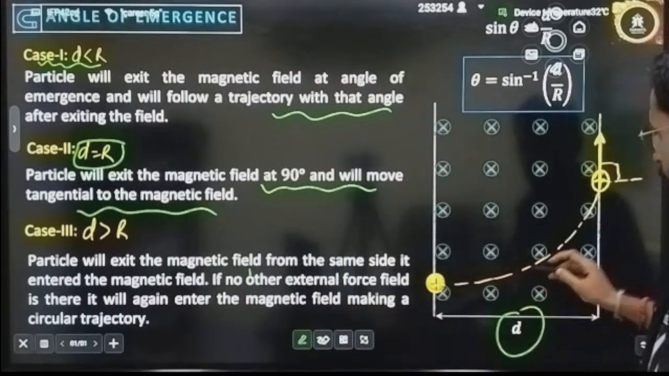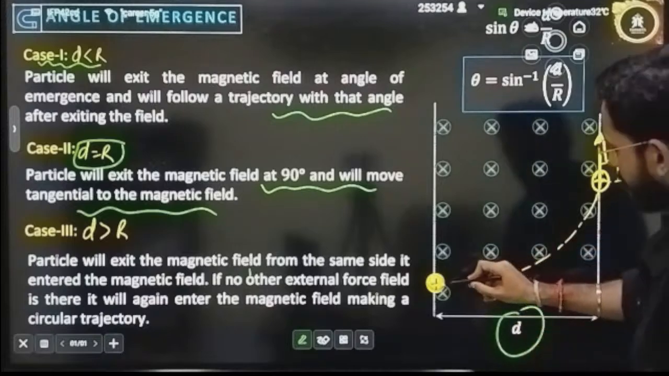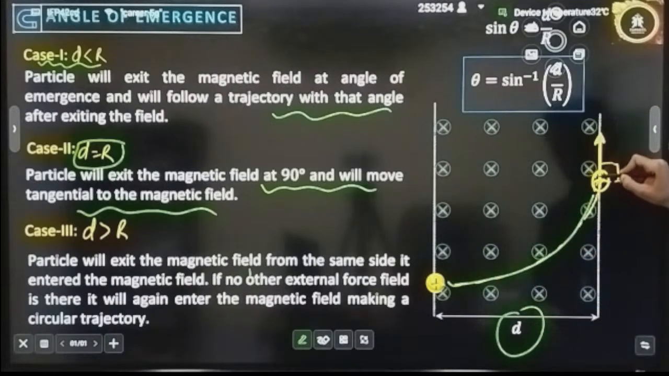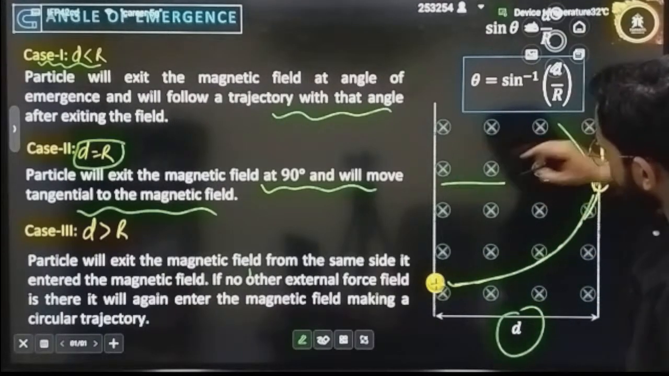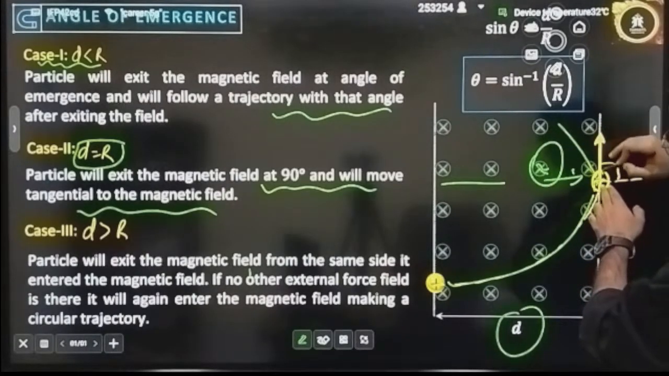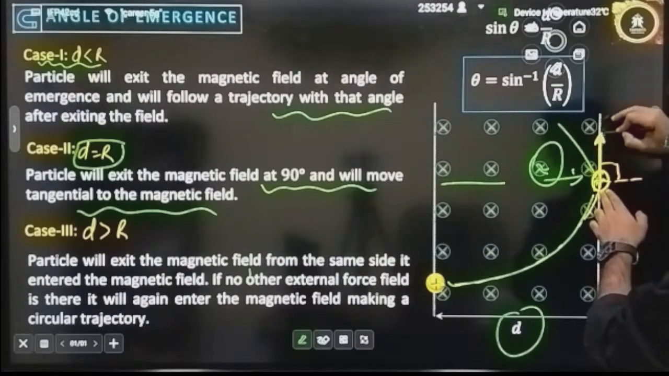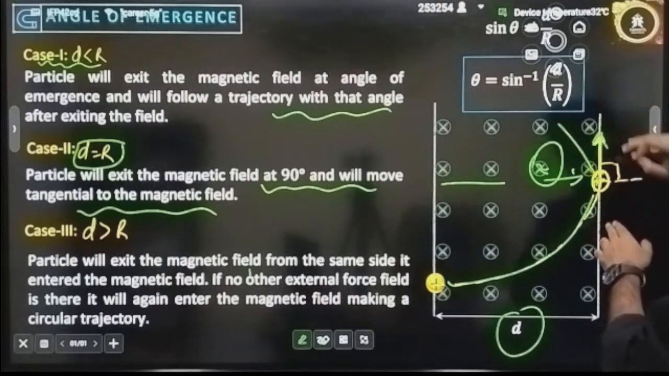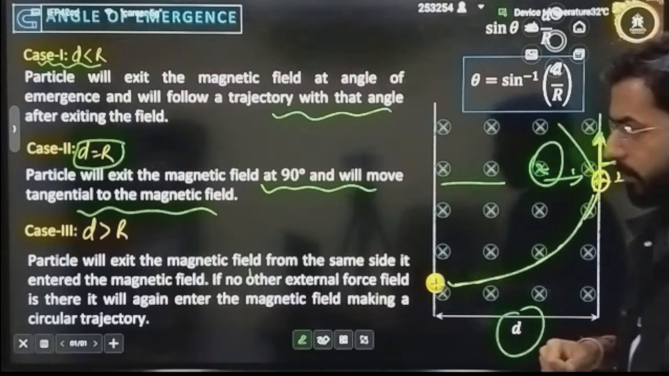Exactly, let's suppose this is the particle that is coming and it was just about to take a U-turn from here. This will be the radius. So what will be happening? It is just about to take a U-turn, but you have exited the magnetic field. That's why it will exit from the magnetic field here only, tangentially to the magnetic field.